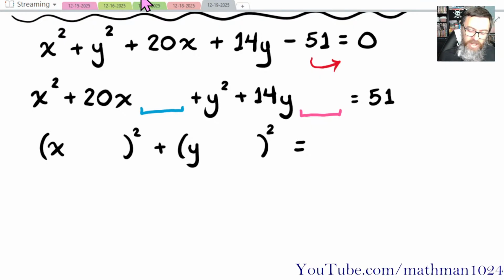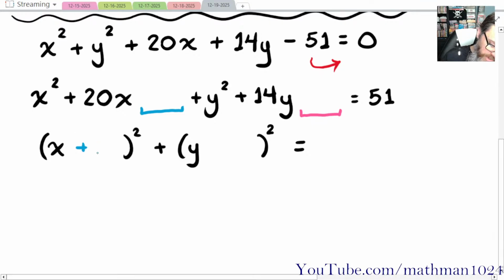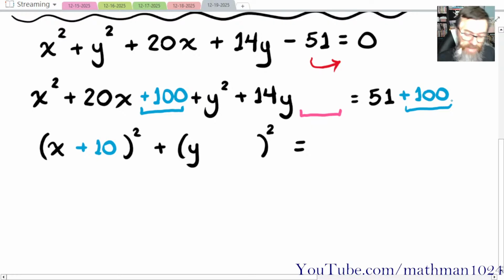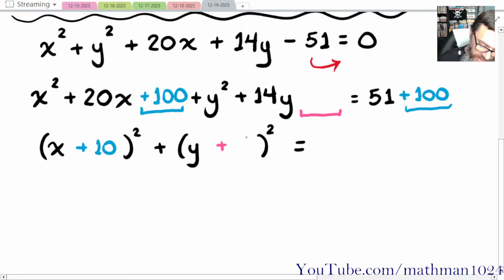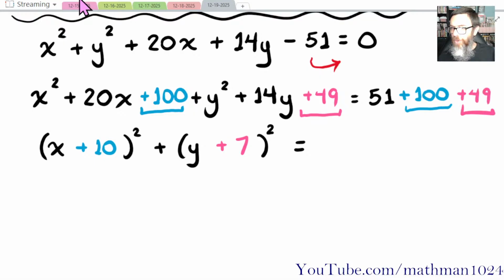All right, so here I've got to fill in the factorization. Half of 20 is 10, and then I've got to square that, so I'm going to put plus 100 here. I also have to do that on the other side, right? Don't forget that, because you have to maintain balance. For the y's, half of 14 is going to be 7, and 7 squared is 49, which again I have to balance here on the right side with the plus 49.